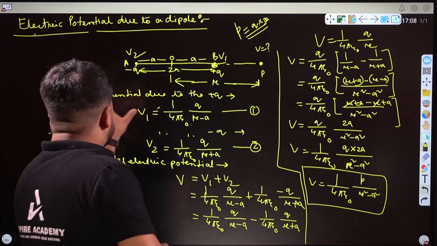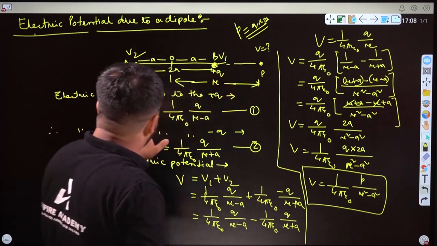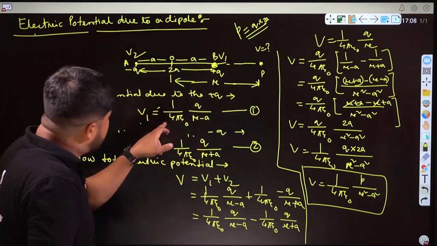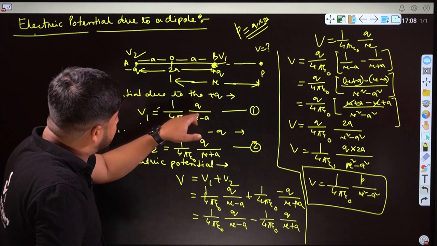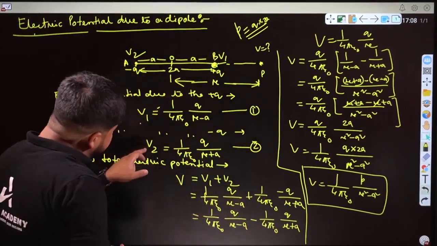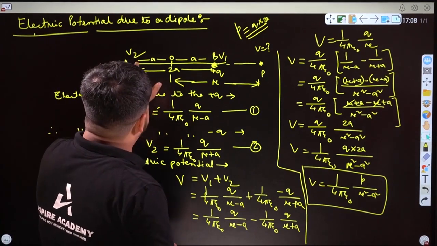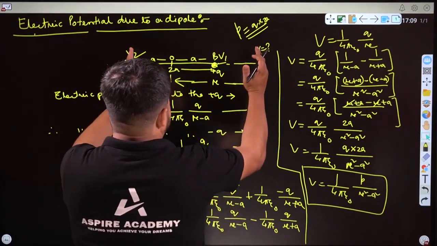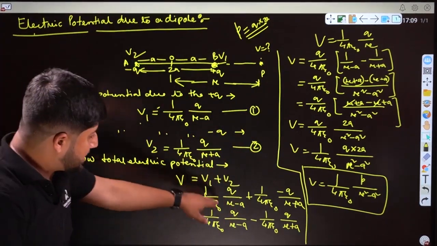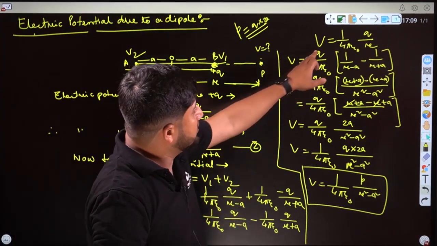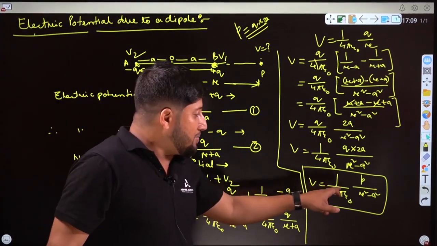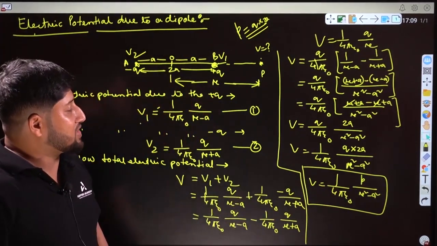Now electric potential due to plus Q, we will consider it as V1. We know the formula is equal to 1 by 4 pi epsilon naught Q by R, where R is the distance here, which is R minus A. Then for V2, due to the minus Q charge, it is the same, and the distance is R plus A. So 1 by 4 pi epsilon naught Q by R plus A. Adding the two, in the last calculation we got V is equal to 1 by 4 pi epsilon naught P by R square minus A square.